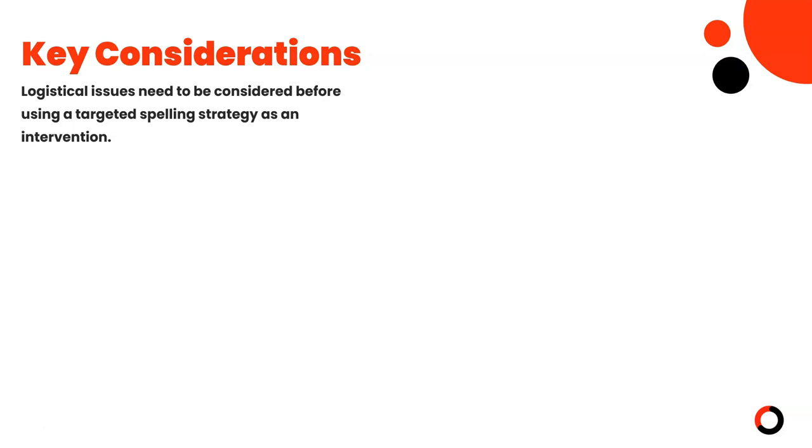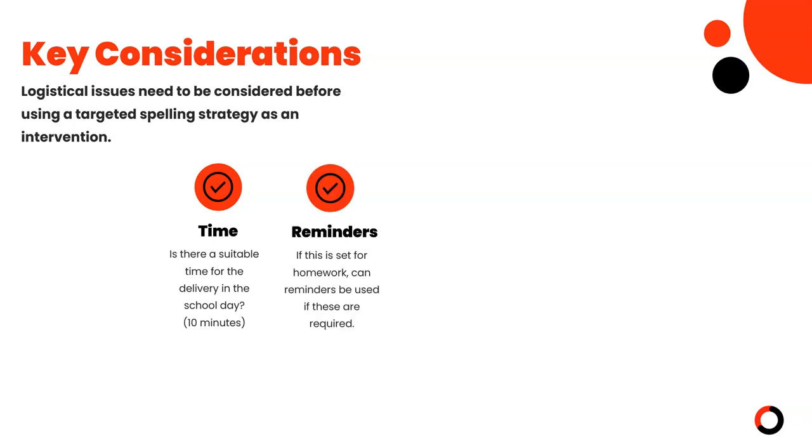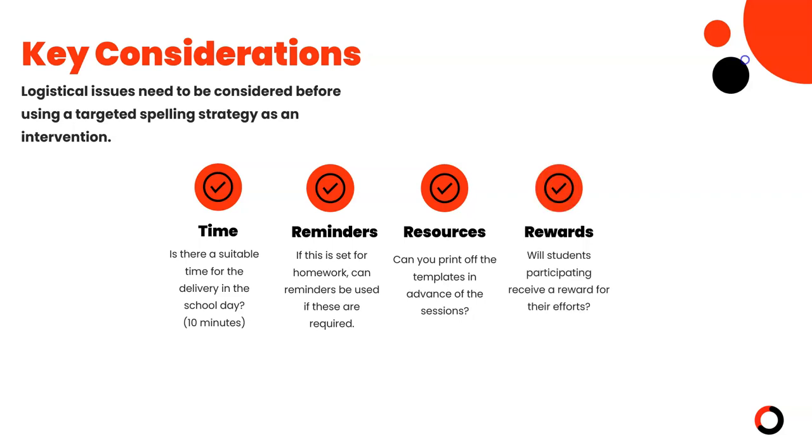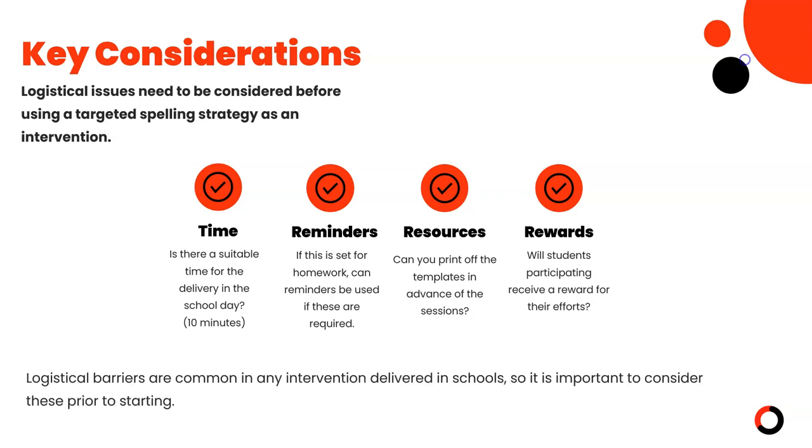Key considerations. Logistical issues need to be considered before using a targeted spelling intervention in your school. Is there a suitable time in the day? Any reminders for homework that can be used? If you're using the templates, just make sure these are printed off in advance. And then will you link this to any rewards in your school? Logistical barriers are common in any intervention delivered in schools, so it's important to consider these prior to starting.